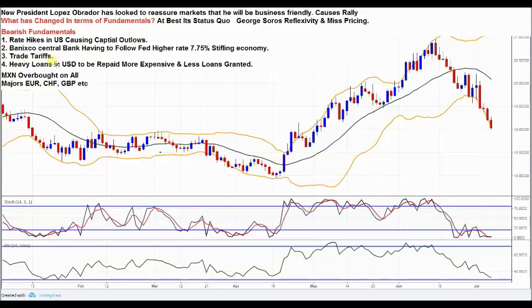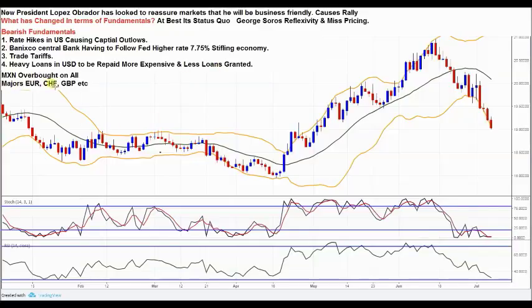Trade tariffs. Donald Trump was looking to put trade tariffs on lots of countries, obviously, and Mexico, obviously, he's done so. And what you've also got is heavy loans in USD in Mexico that need to be repaid. They're more expensive. Fewer loans are being granted, so less money coming into the country. It's an emerging market. It relies on capital inflows.